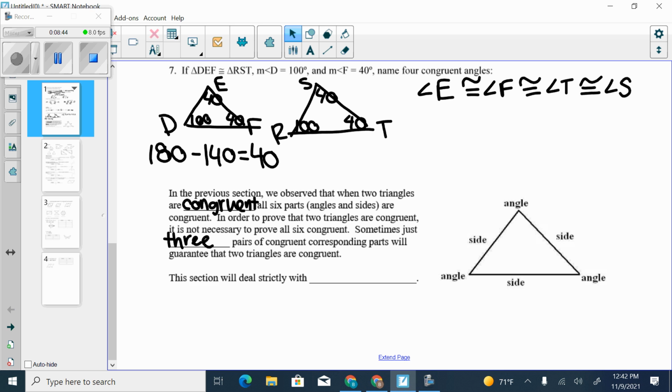Okay? So remember the ones that we covered so far were side, side, side, and side, angle, side. And then we learned about angle, side, angle, and angle, angle, side. So we learned 4 so far. In this next section, we're going to strictly be talking about postulates and theorems, which are our reasons, right? The angle, side, side, side, things like that, okay? So we are dealing with postulates and theorems.